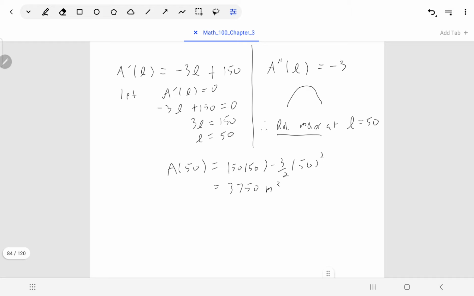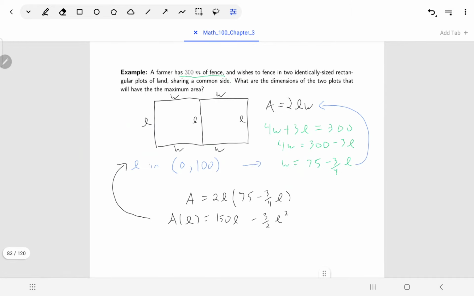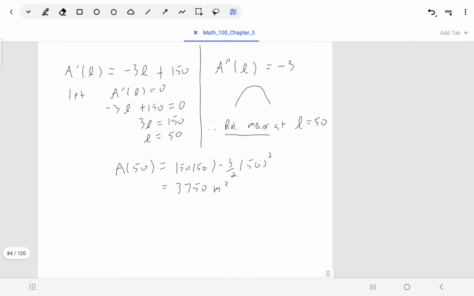If I were looking back to my first page, though, I'm going to remind myself that my domain is an open interval from 0 to 100, not including the 0, not including the 100. So I'm not going to calculate what is A of 0 and what is A of 100. Instead, I'm going to look at what happens with limits, because our domain doesn't include 0 or 100. So really, if I wanted to look at what's happening to my area function at these endpoints, I would have to do it via limits.